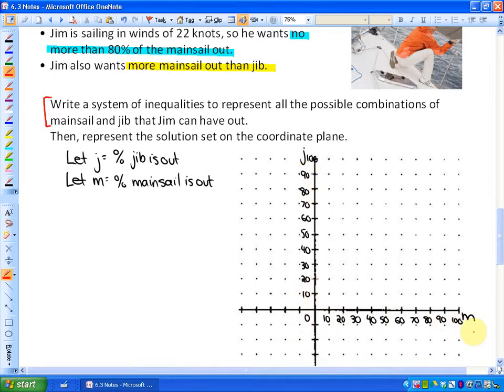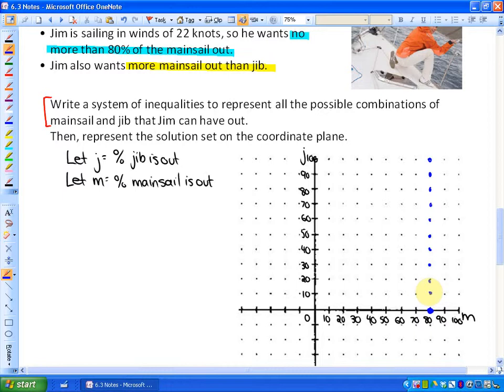So let's look at the blue constraint. No more than 80% of the mainsail is out. The boundary line would be exactly where 80% of the mainsail is out. The boundary is where 80% of the mainsail is out. If we can find 2 points where the mainsail is out 80%, we have a boundary line. So there's a point right there where the mainsail is out 80%. And you'll find that all of these points, you don't need all of them, are where the mainsail is out 80%. So you could choose any 2 of those points and you've got yourself a boundary line.